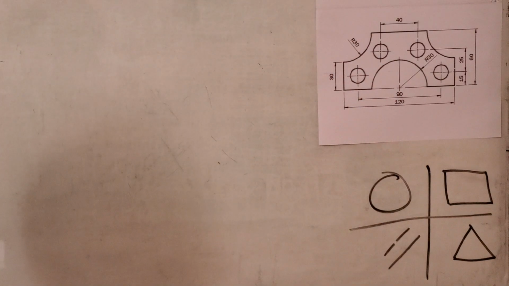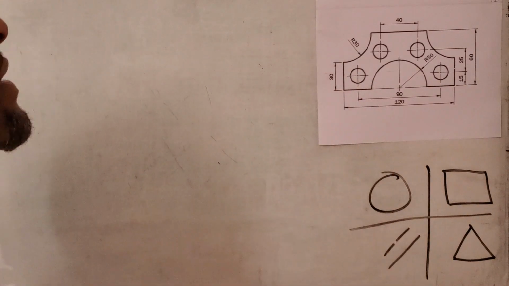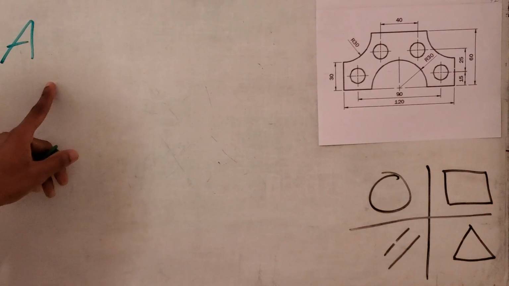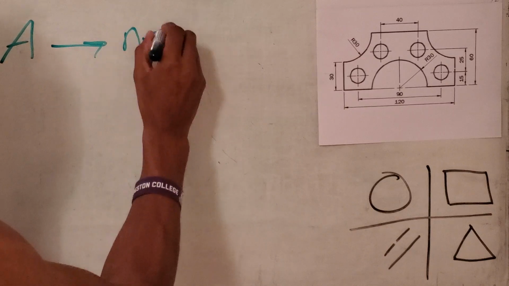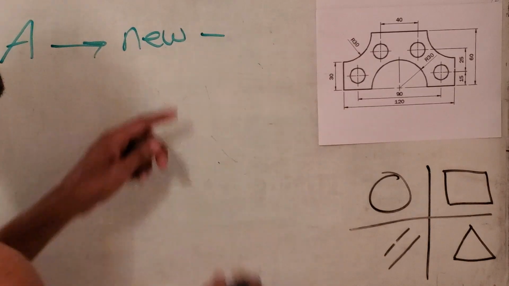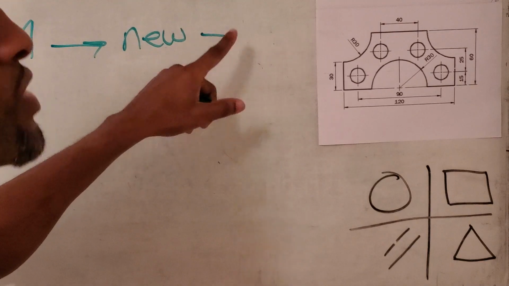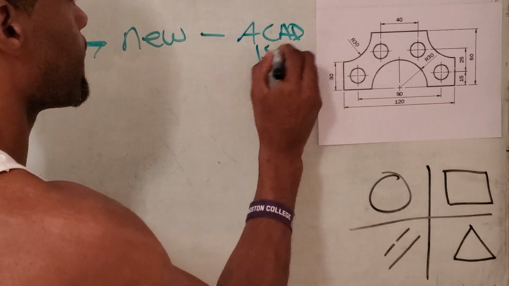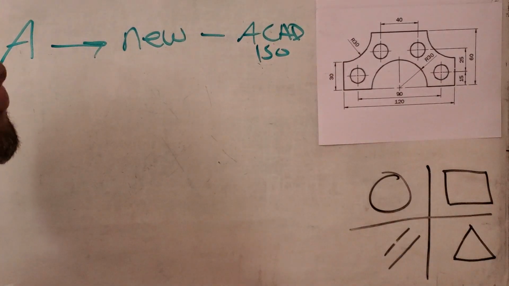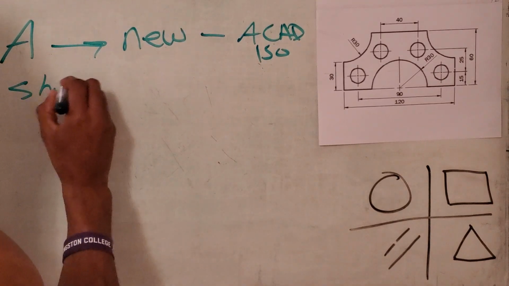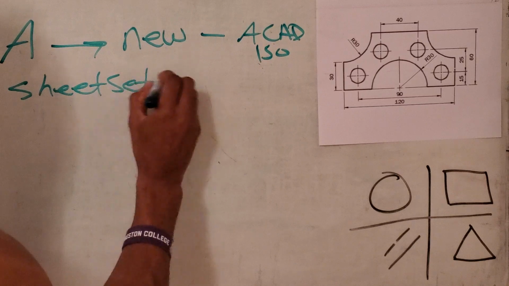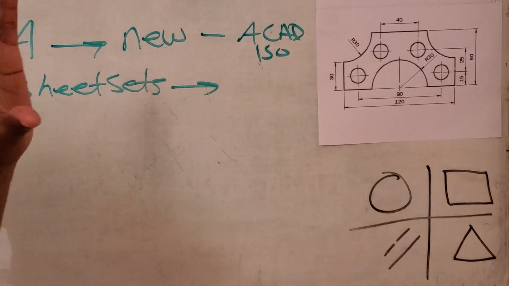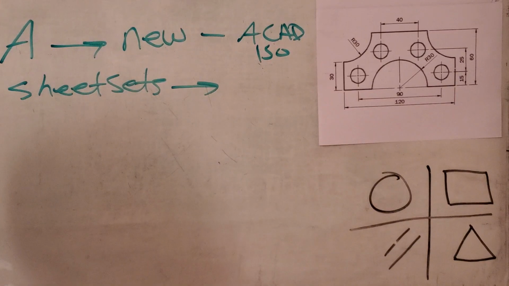So first thing you'll need to do is to choose a drawing template. And to choose a drawing template, you go to big A, application, then go to new, then from new you choose a template. You choose either AutoCAD, ISO, or you can choose sheet sets. Now, from sheet sets, you'll be given 4 options. You are to choose architectural.